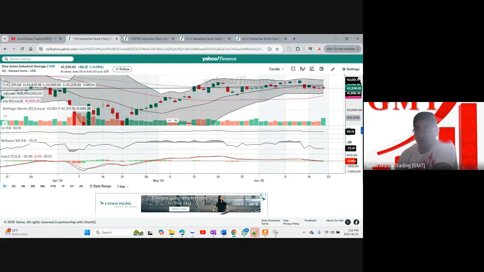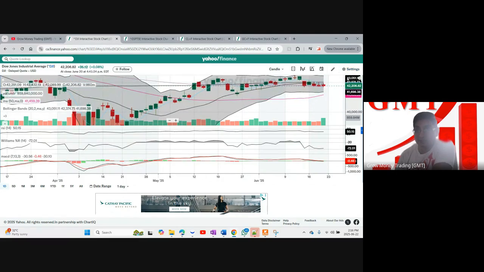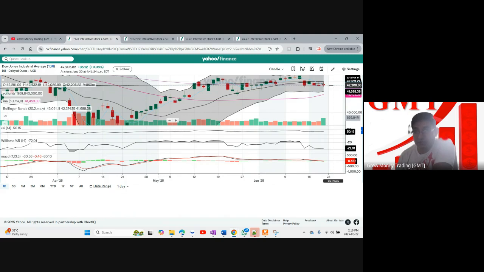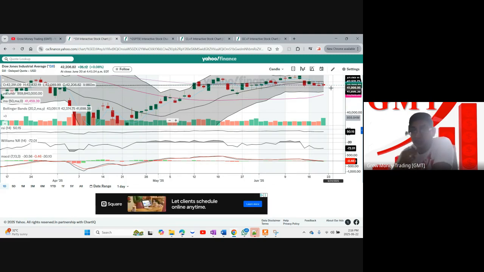And if we look at the daily chart, the last three candles have been trying to hold this level, and we can expect that to break, and it can fall to the lower Bollinger Band, which is at 41,693, which is very close to the level that we saw on the daily chart.